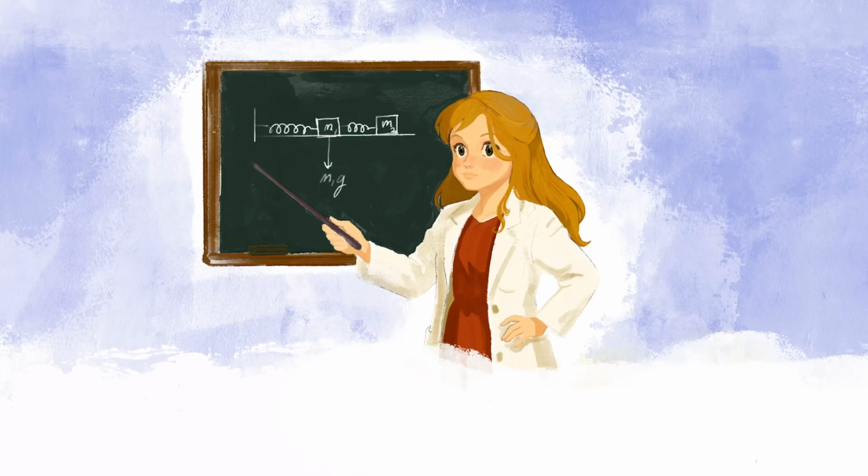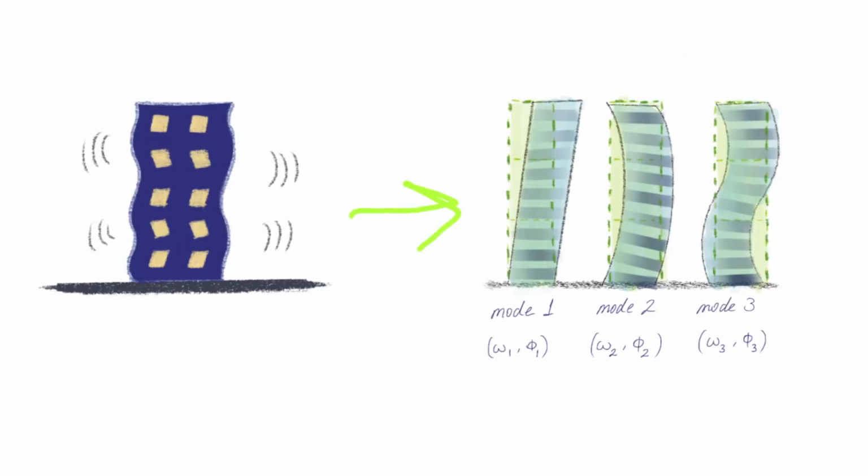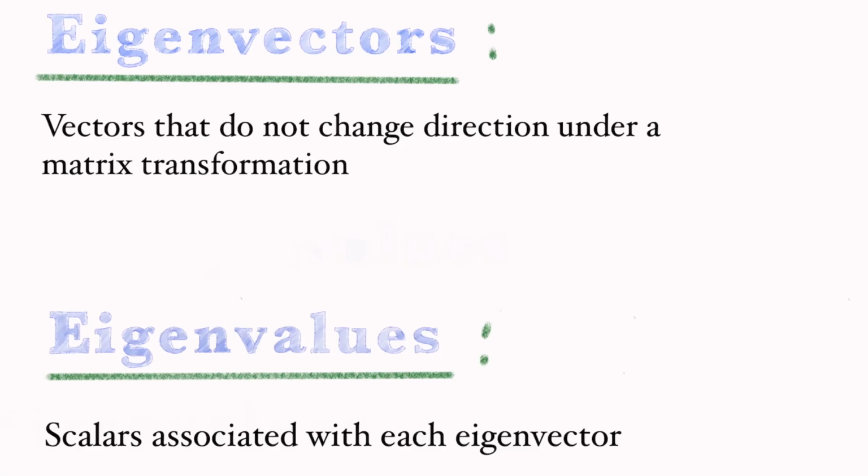In physics, we study systems that seem complex: objects that spin, structures that oscillate, and particles that behave unpredictably. But behind that complexity, there is often a simple, elegant pattern the system naturally follows. That pattern reveals itself through the behavior of eigenvectors. Eigenvectors are special vectors that do not change direction when a matrix transformation is applied. They're just scaled by a number called an eigenvalue.